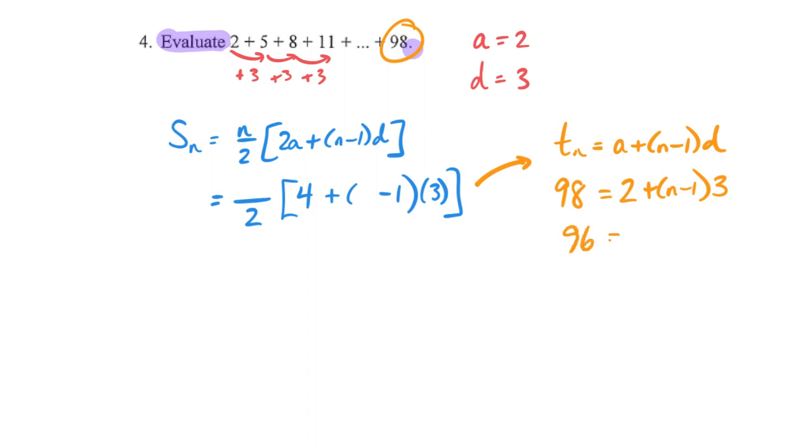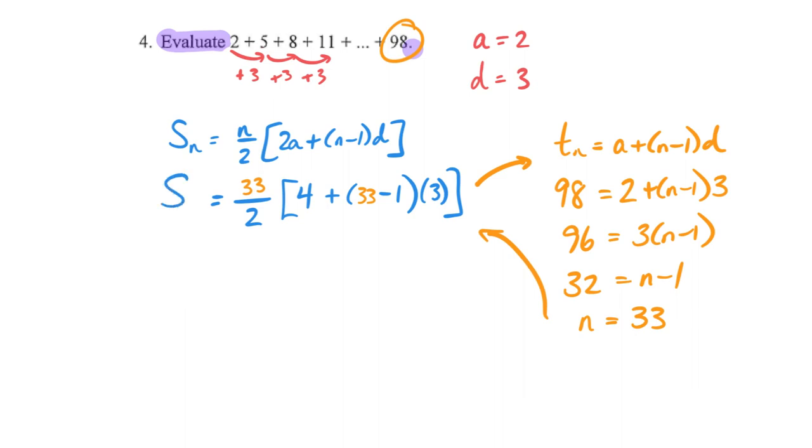Get rid of my 2 and divide out my 3. Get rid of that minus 1. And I just found out that 98 is the 33rd term in that series. So what I could do now is hop back in, because I know that my n is 33, and that the problem actually asked me for the sum of 33 terms.